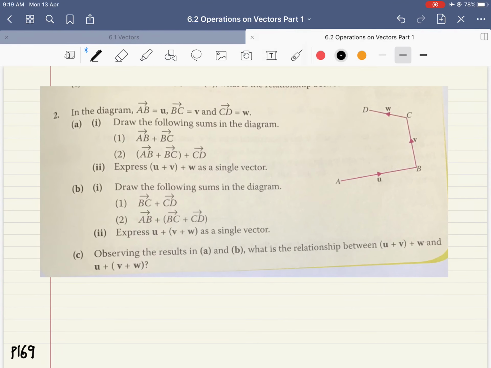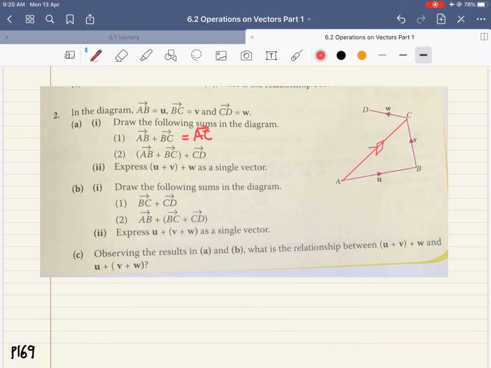Now I am on page 169, still in the class activity. Draw the following sums in diagram. What we have is AB plus BC. AB plus BC, in this case, let me draw this in red this time. AB plus BC will be equal to the vector AC. So down here I say AB plus BC equals AC.